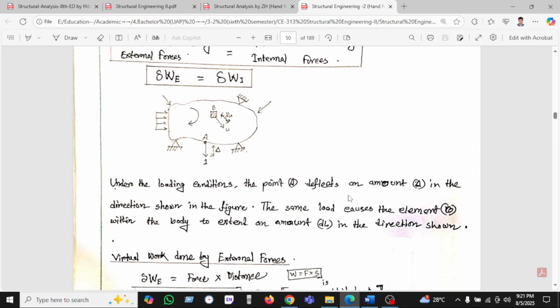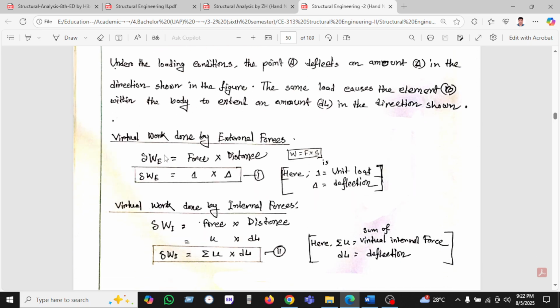This is the point as deflected by an amount of delta L. This is the delta L in the direction shown in the figure. The same load causes the element B, so this is the element B we have been seeing here, to be extended by an amount of delta L. This is the delta L in the direction shown here. So these are the virtual forces we have shown.